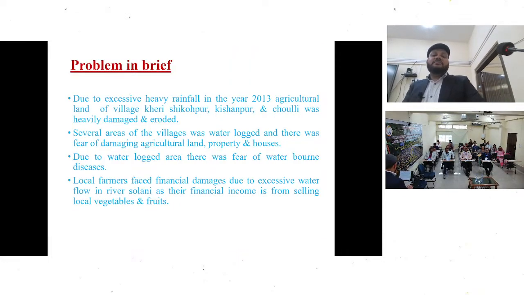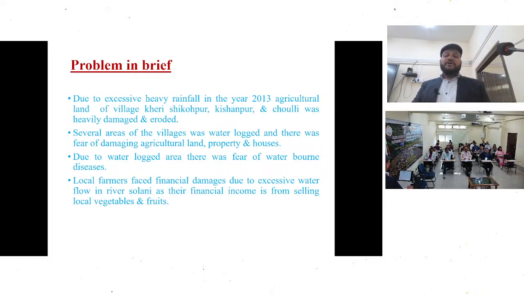The studs have been made. These are pictures of the studs, and this is the embankment. What is the problem? Due to excessive heavy rainfall in the year 2013, there was a flash flood. Agricultural land of the villages Keri, Gopur, Kishanpur and Choli was heavily damaged. In several areas of the villages water was blocked, and due to the water there was also fear of waterborne disease.